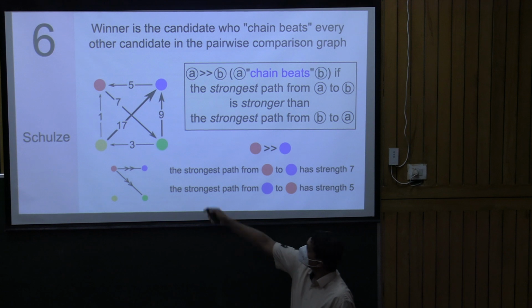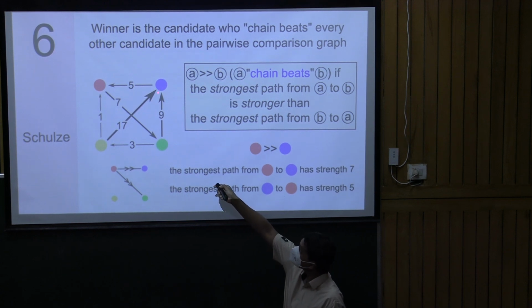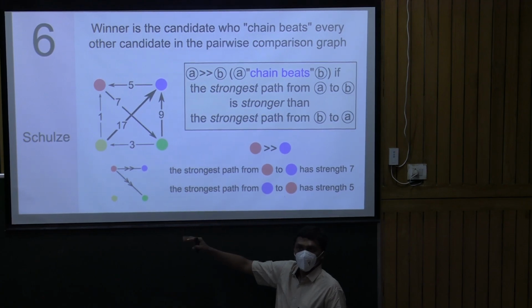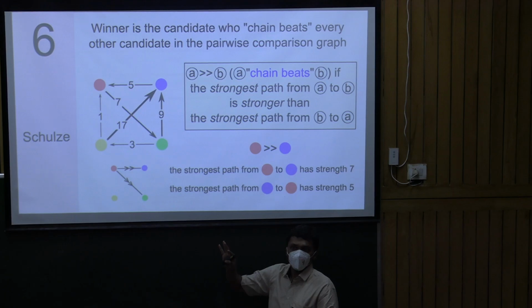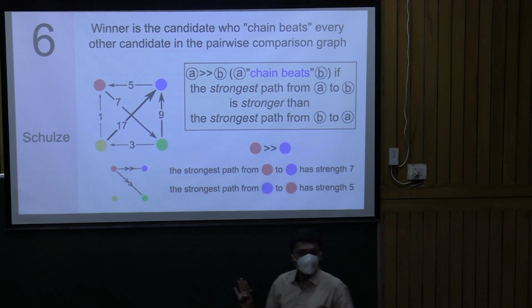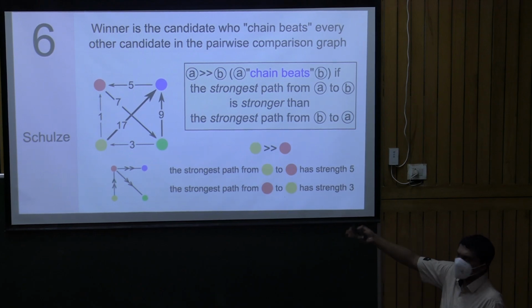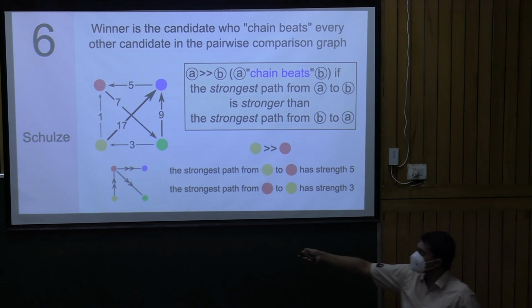Note that although in this graph blue beats red, red chain beats blue, right? So beats and chain beats could point in opposite directions. Chain beats is a very complex thing that depends on the path structure, and it might disagree with the beats relation. Okay. All right. And you can do this exercise for all pairs of agents here.